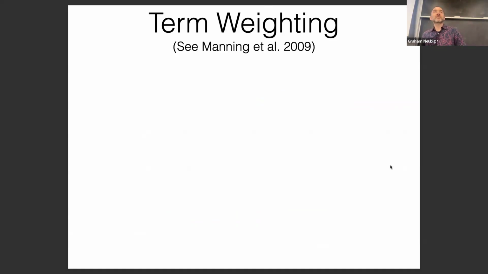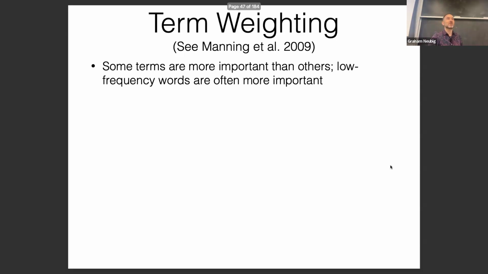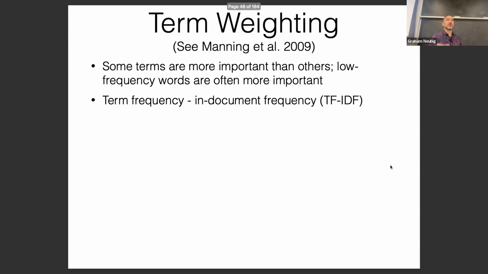So in order to fix this, we use things like term weighting. I talked about this briefly maybe 2 classes ago when I was talking about TF-IDF and embarrassingly couldn't remember the formula for TF-IDF off the top of my head. But I have it right this time. So the basic idea is some terms are more important than others. So we want to upweight ones. In particular, we want to upweight low frequency words because they're usually more important for the content.